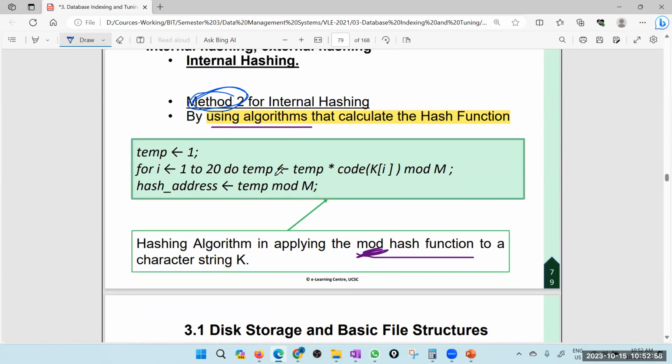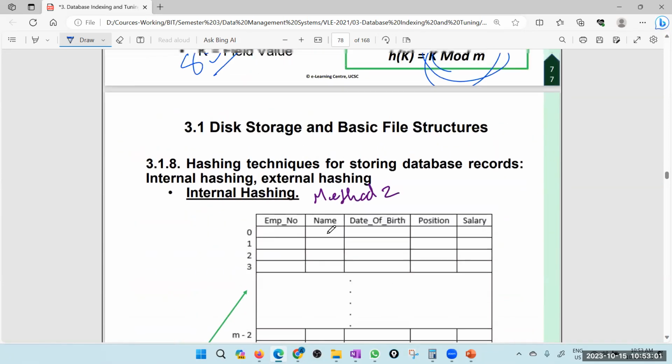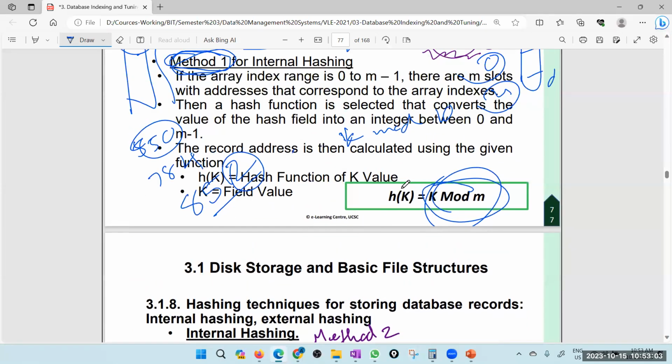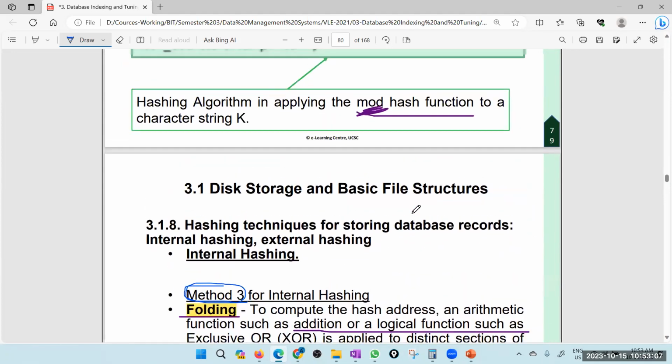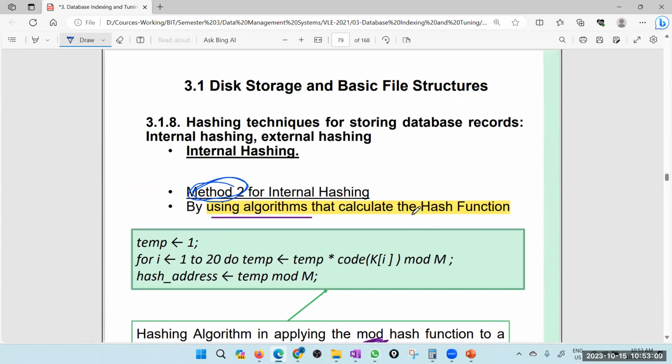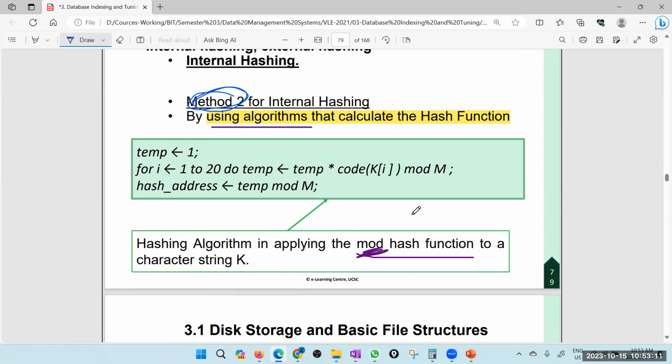So we can use something like a mod function, which is very simple, or we can use more complicated hash functions with more sophisticated techniques. This is just an example. This one also uses a mod function, but it uses some additional calculations to make it more randomized.